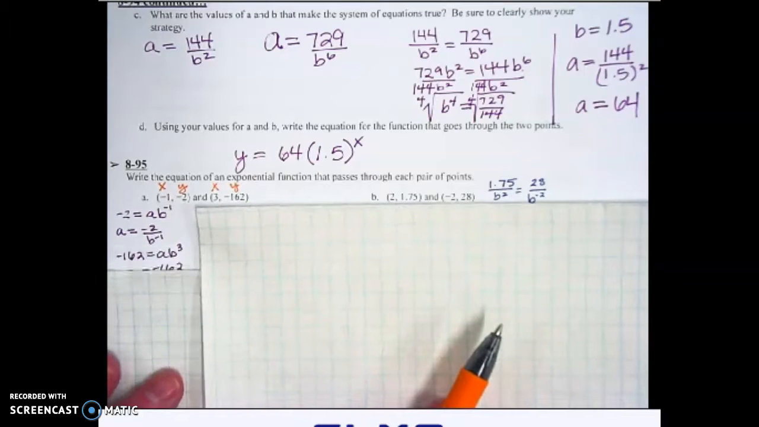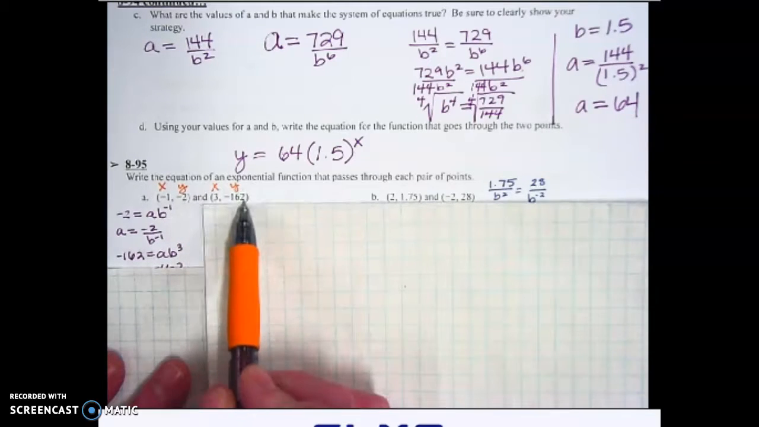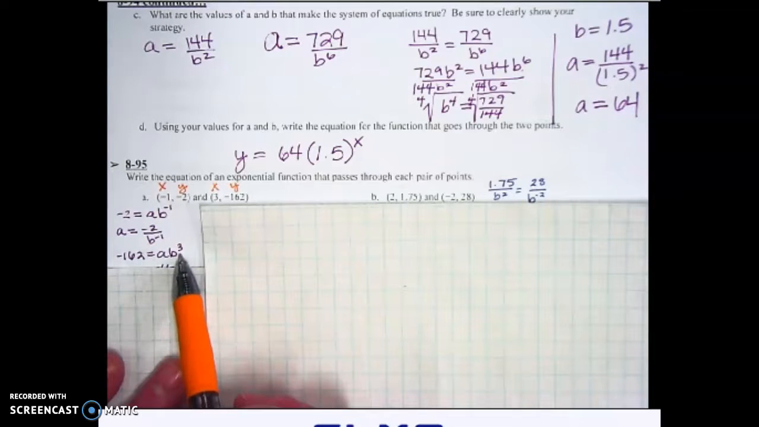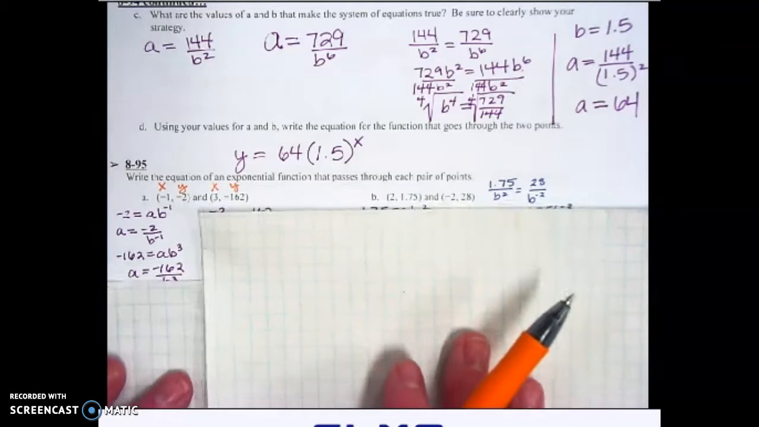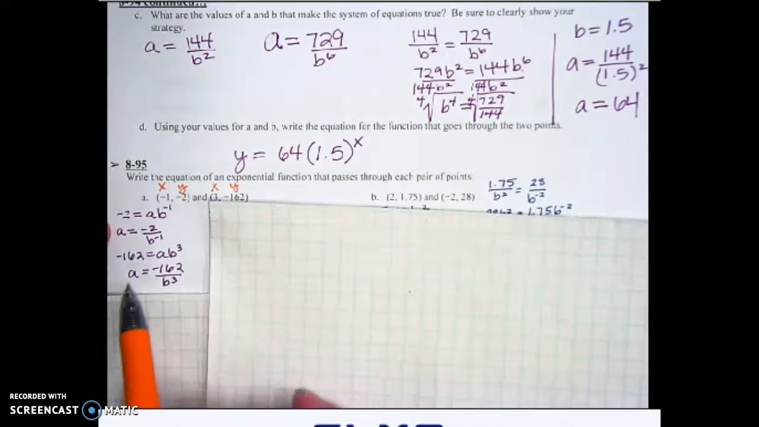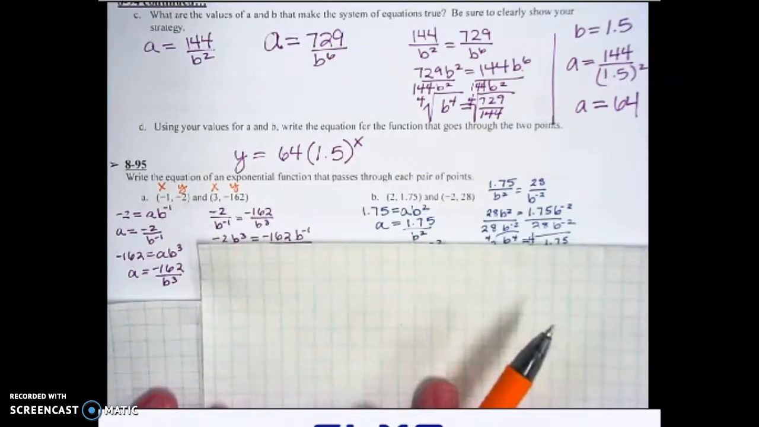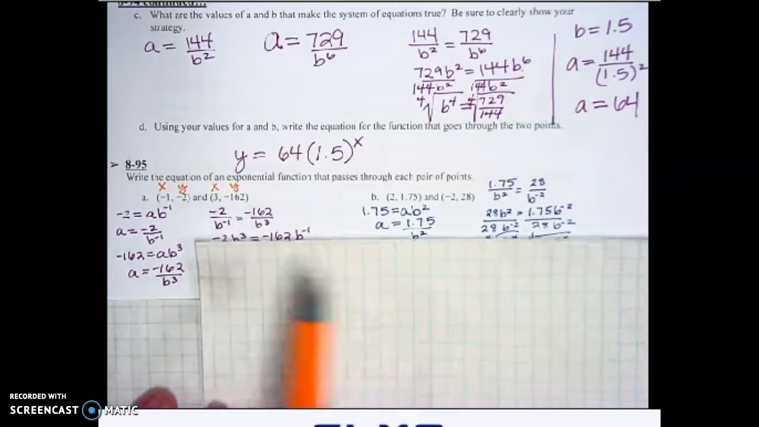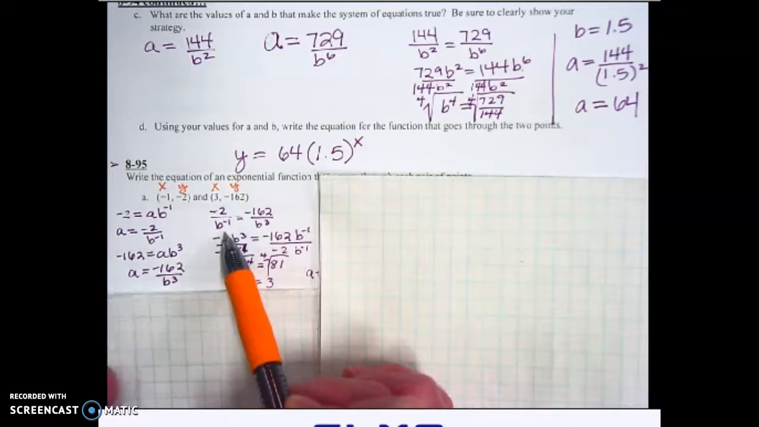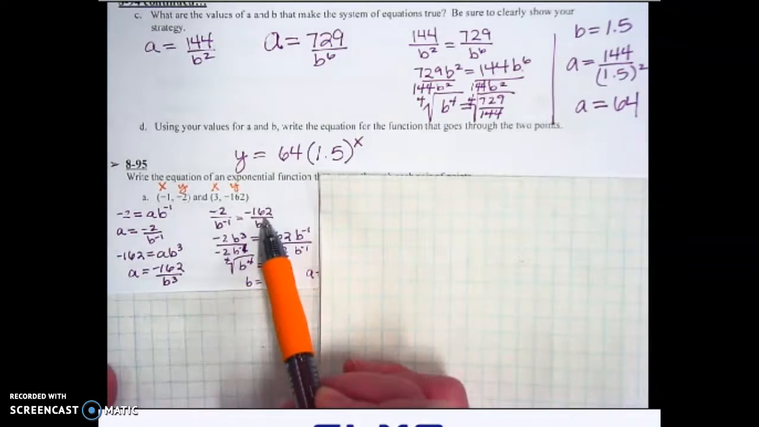Then we're going to do it with our second point. We're going to plug in -162 for the y. We're going to plug in 3 for the exponent. And then if A is being multiplied by B to the 3rd, we're going to divide by B to the 3rd. Okay, so we have this equation and this equation, both set equal to A. So the equal values method says we can set them equal to each other. So we've got our -2 being divided by B to the -1st. We've got our -162 being divided by B to the 3rd.